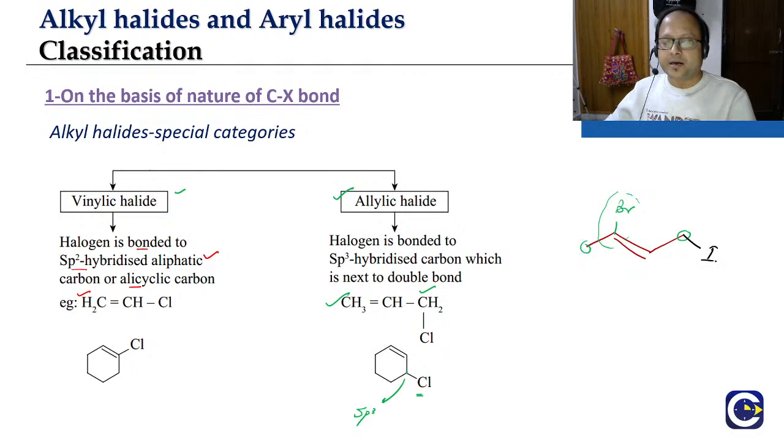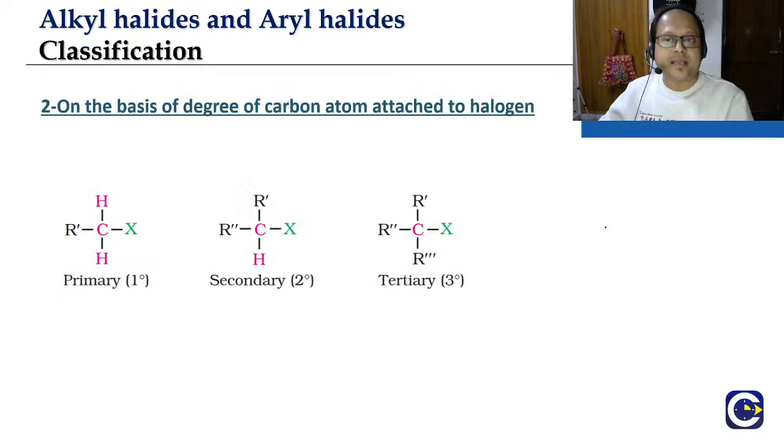So I hope both vinylic and allylic positions are clear to you. Also remember that taking out this vinylic halide is very difficult compared to the allylic halide. This position is more active, more reactive in comparison to this position. Why is it so? We'll explore after some time, in this chapter only. Okay, now based on the type of degree associated with the carbon atom.